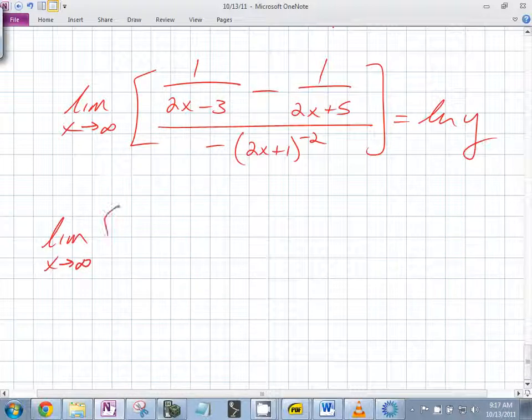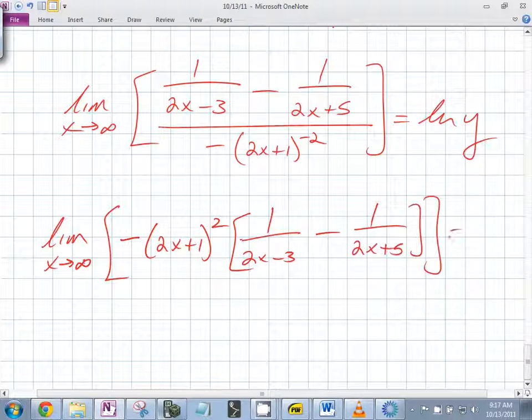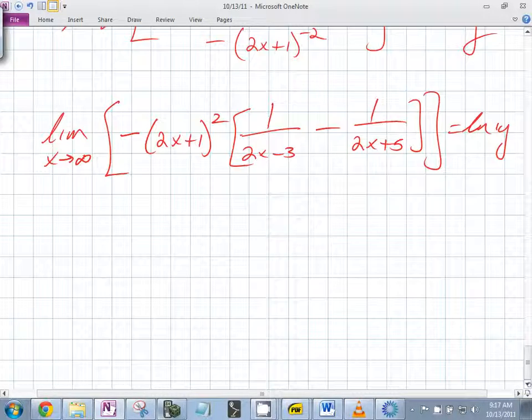This is the same thing as making negative (2x plus 1) squared and putting it on top, right? Dividing by negative (2x plus 1) to the negative 2, put it on top. This is times this, right? 2x minus 3 minus 2x plus 5. Are we okay so far? All I've done is bump it up top, right? What could I do with these 2 fractions here? Common denominator, right? So what are you going to end up with?